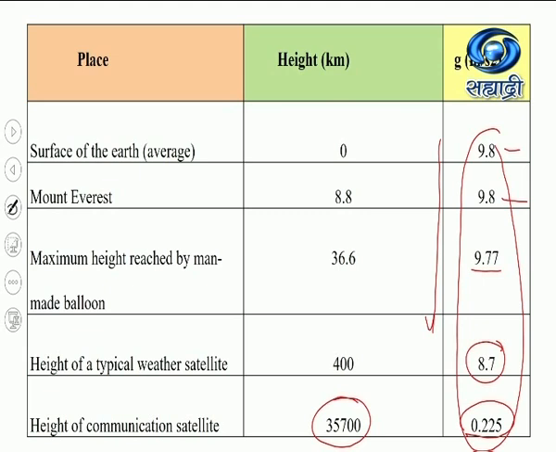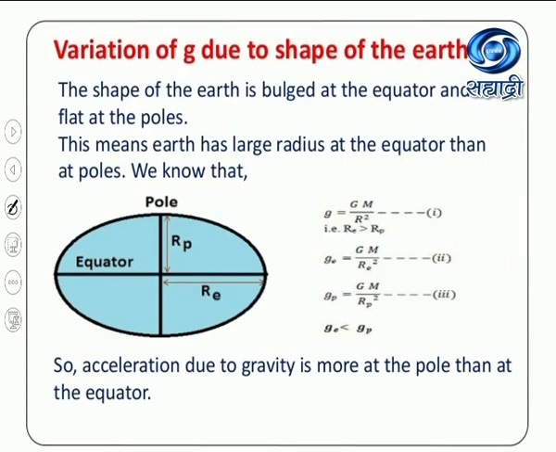So from this we can conclude that as you go high above the Earth, acceleration due to gravity decreases, the value of g decreases. Now here, variation of g due to the shape of Earth. As we have learned, acceleration due to gravity decreases as you go above the Earth, which means as height is more, acceleration due to gravity decreases.